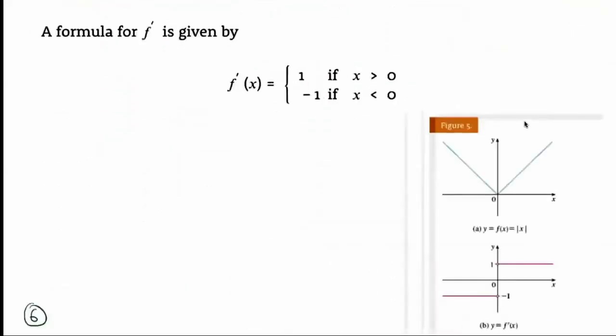Now let's find the formula for the derivative of this function f. When x is less than 0, the slope of the tangent is negative 1, so f prime of x equals negative 1. When x is greater than 0, the slope of the tangent is positive 1, so that equals 1 when x is greater than 0. And when x equals 0, the derivative does not exist. So f prime does not exist at 0.